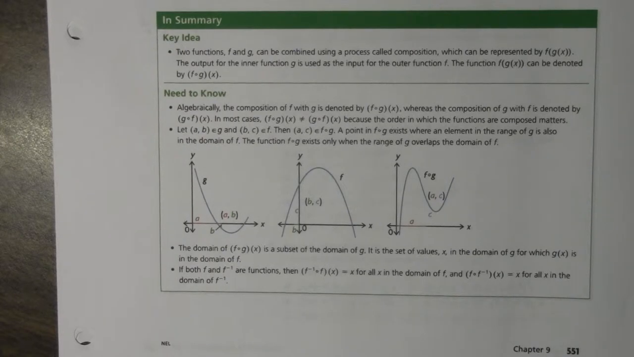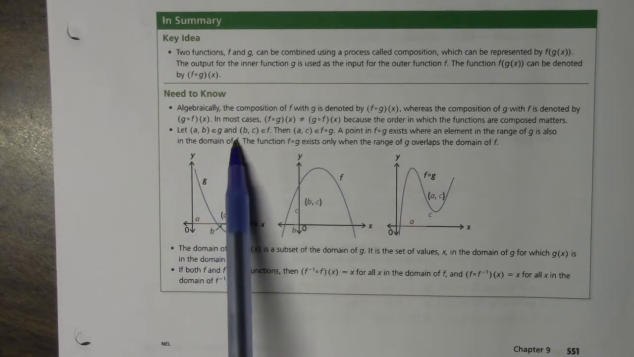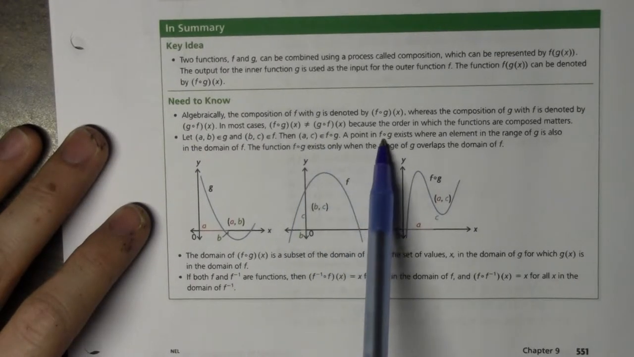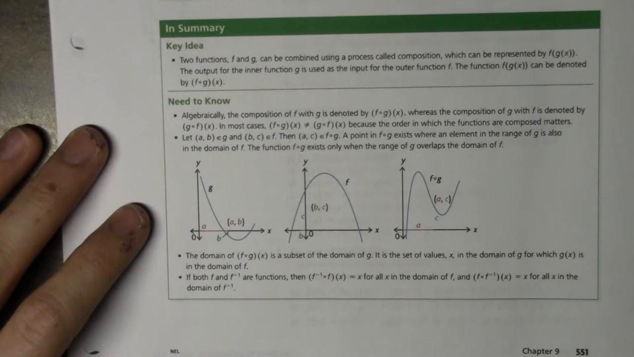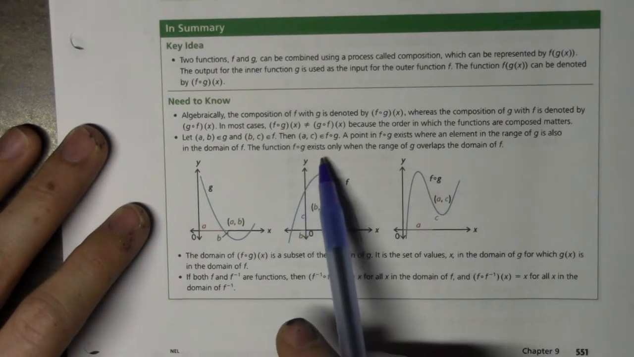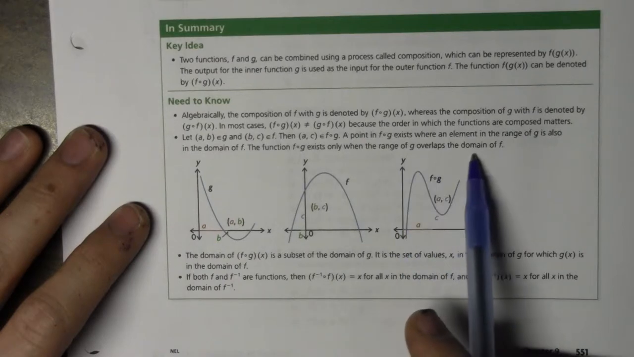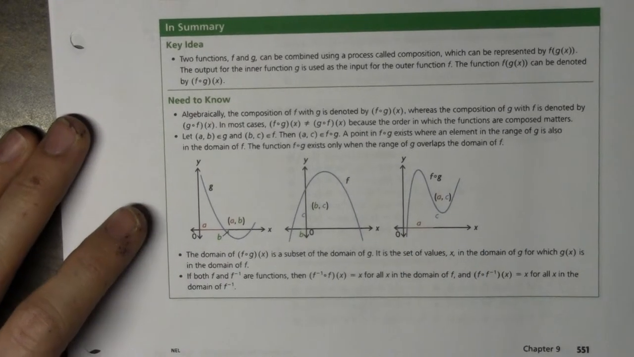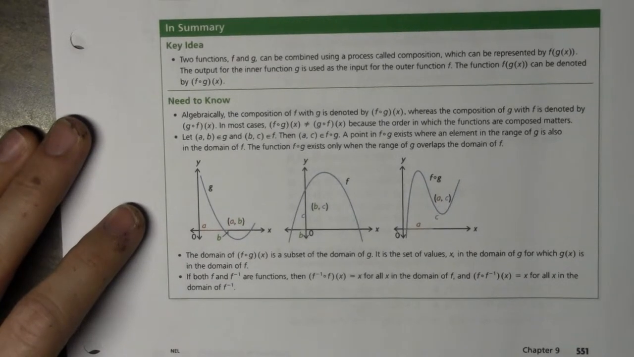Okay? Let g map A to B and f map B to C, then f composed of g maps A to C. A point in f composed of g exists where an element in the range of g is also in the domain of f. The function f composed of g exists only when the range of g overlaps the domain of f. Okay, so that's what we talked about when we were dealing with that example 3 in the domain.